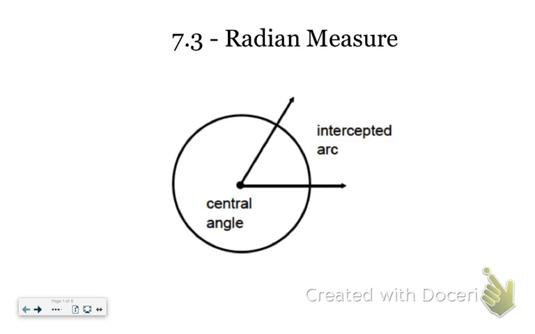Okay, so 7.3 is radian measure. We've already talked about the unit circle. We've created the unit circle using all the degree measures. And we've talked about standard angle, which, remember, is when you have the initial side on the x-axis and the terminal side that can be anywhere else in the circle. We've also done right triangle trig. So now we're just going to get into radians. A radian is just another way to measure angles.